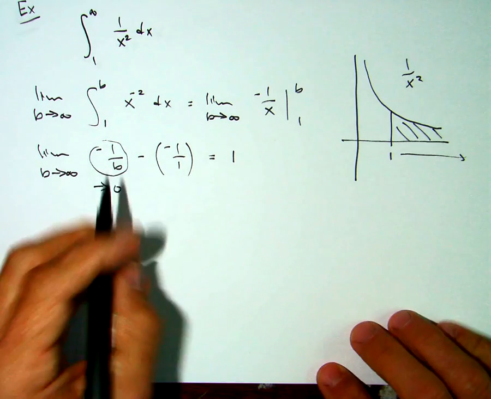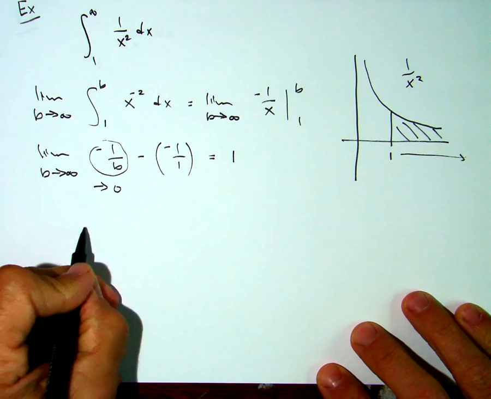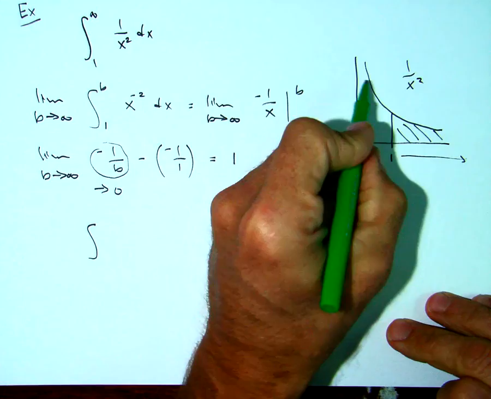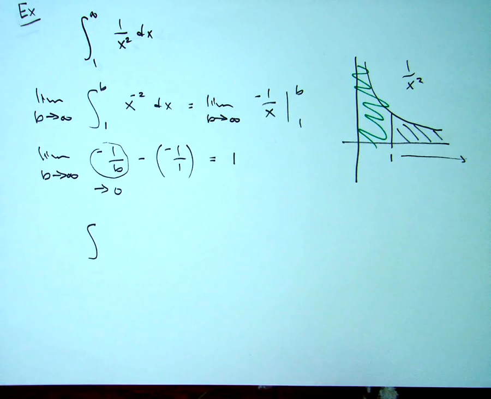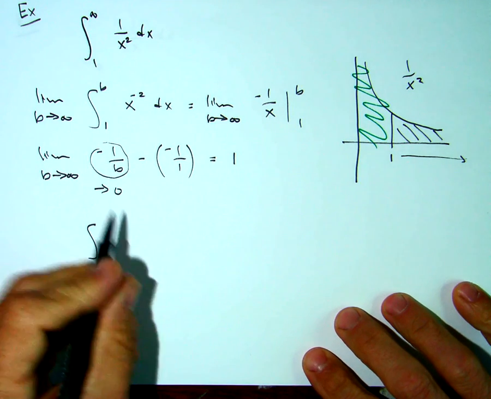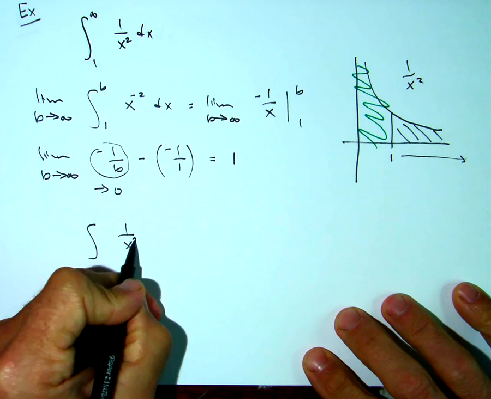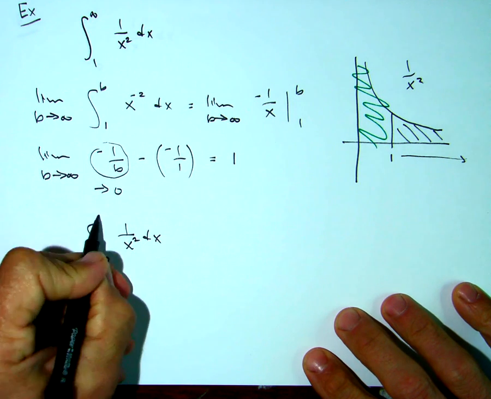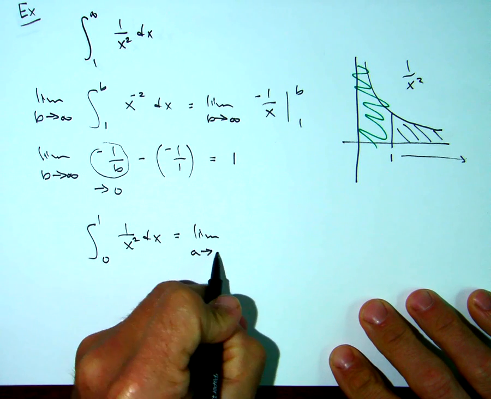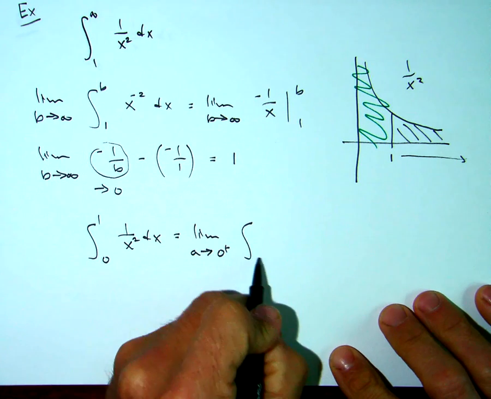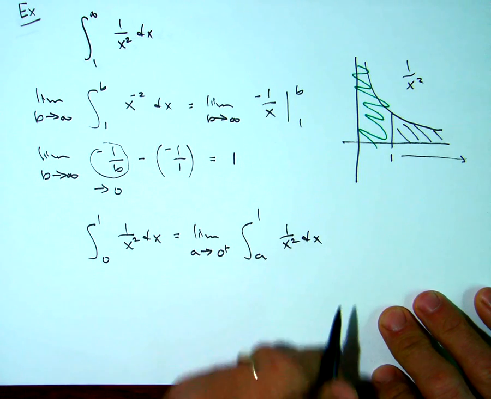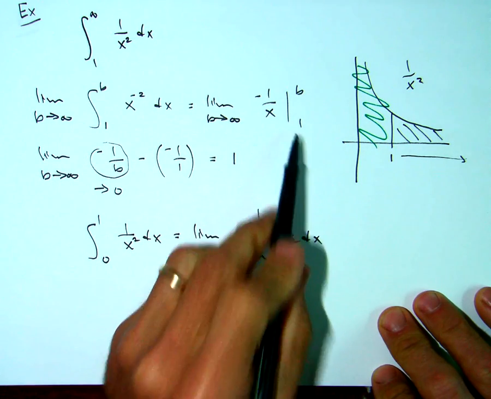What about if we did the same thing, but we wanted to look at this area, just to get a different color. What about over here? Is that area also finite? Let's take a look. So same function, different example, right? Or different integral. So we're going to go from 0 to 1. So this is going to be the limit as a approaches 0 from the right, a to 1 of 1 over x squared dx. So let's kind of just jump right to this step here because we know what the antiderivative is.